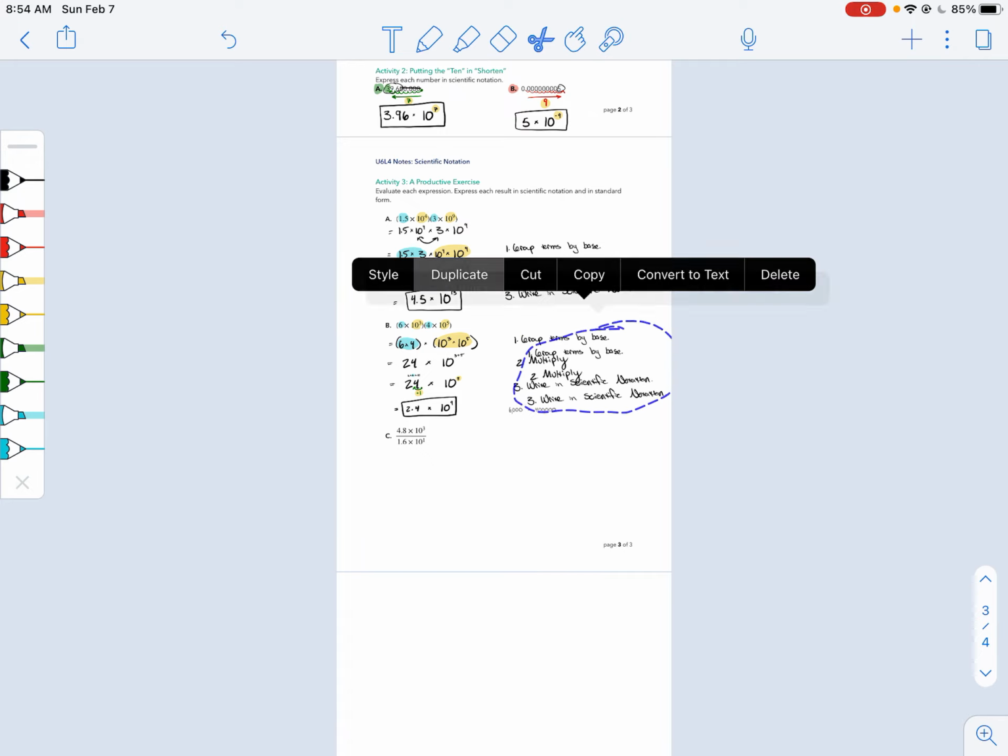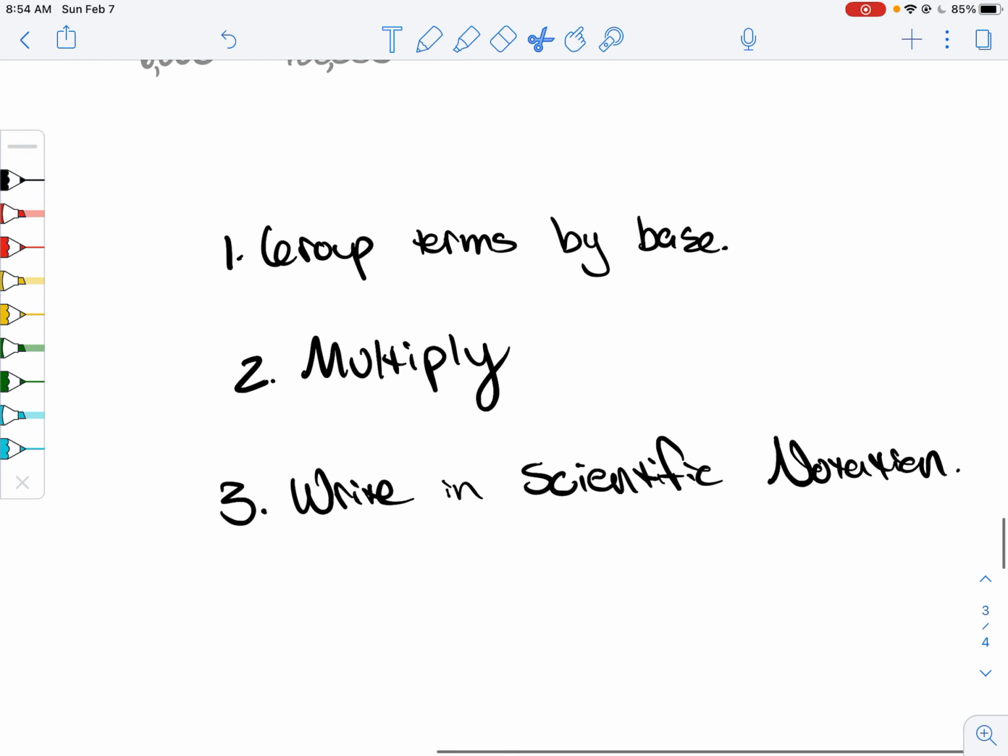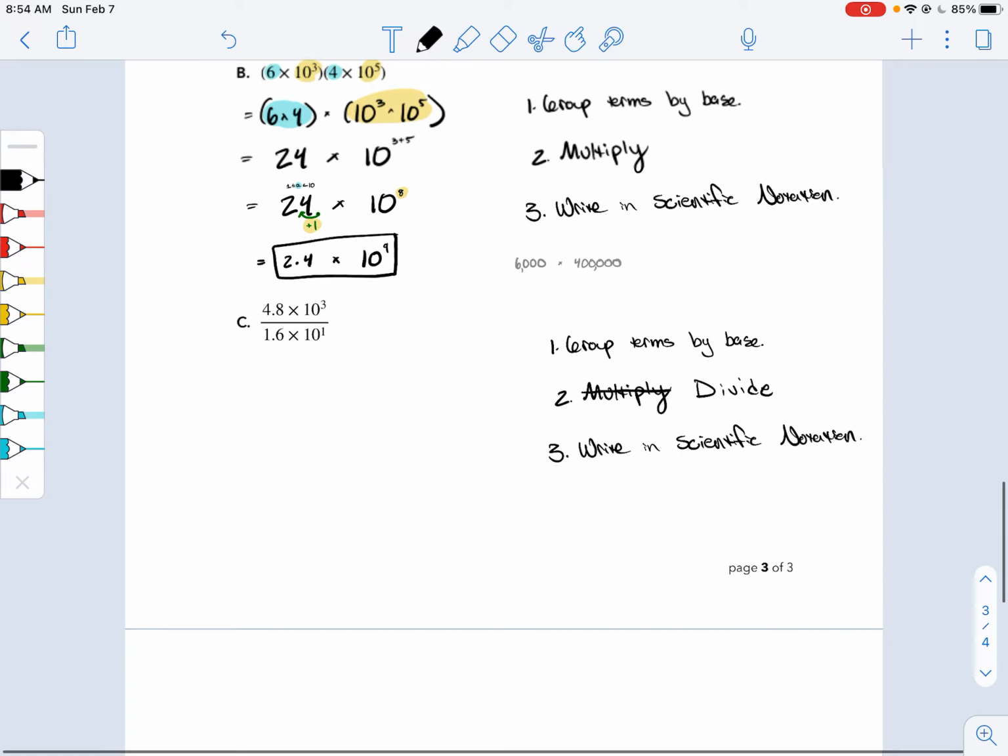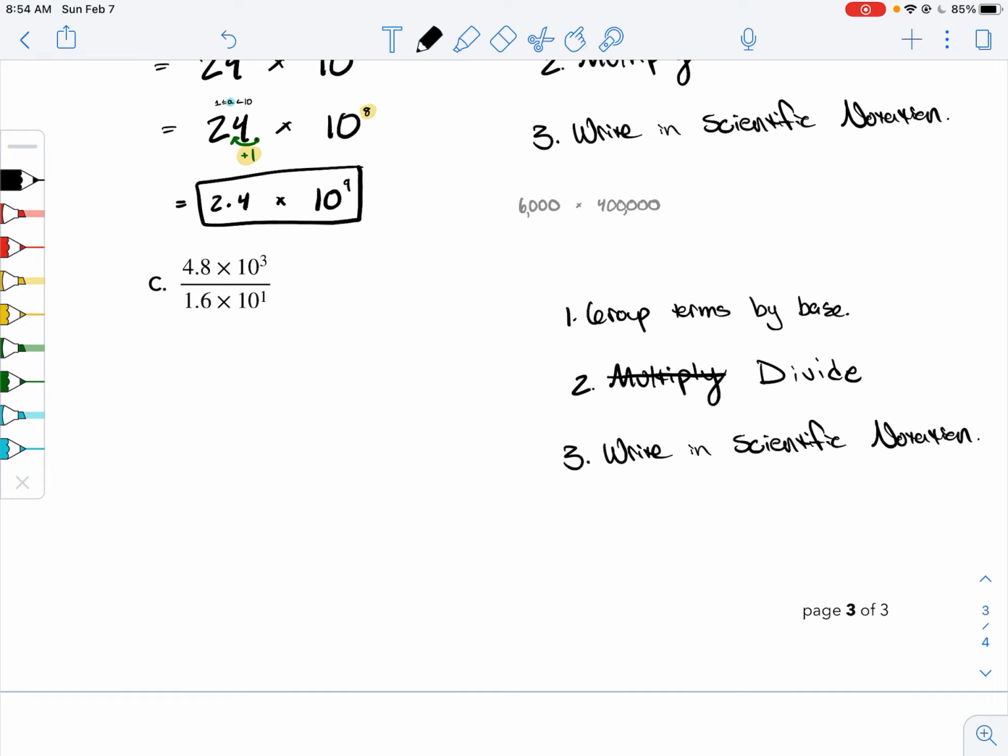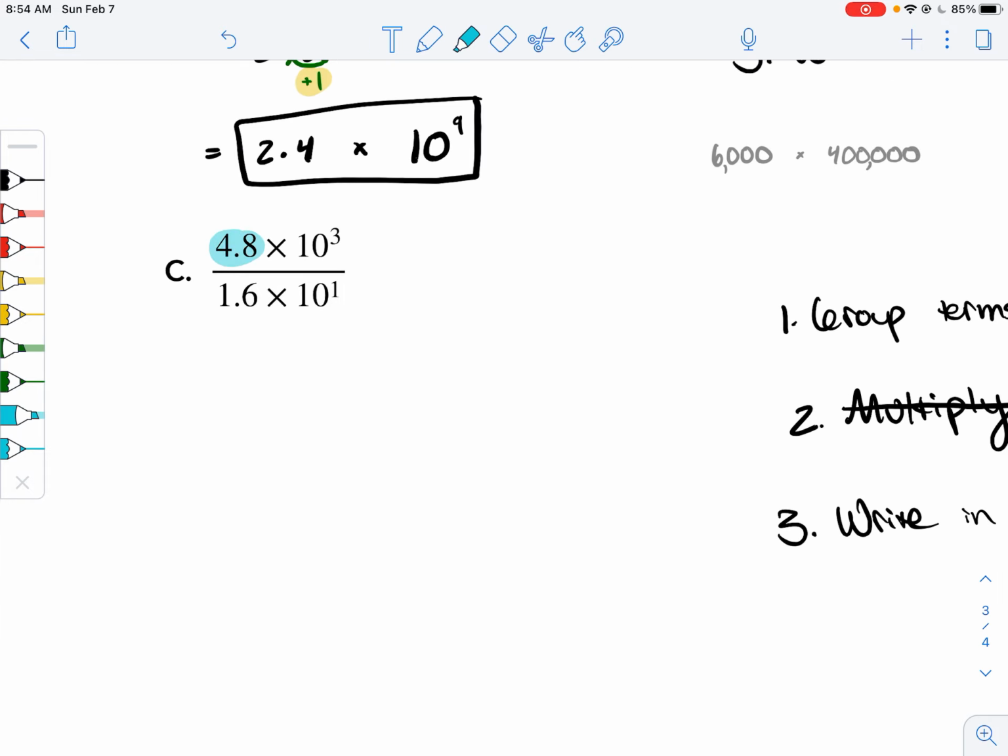Let's do one more. This time, instead of multiplication, we're going to divide. So let's take this multiply. Let's say, just kidding, we're not multiplying. We're going to divide here. Same process though. Okay, here we do. We're going to group our terms by the base. So we're going to take our front numbers and our powers of 10. We're going to split them up.